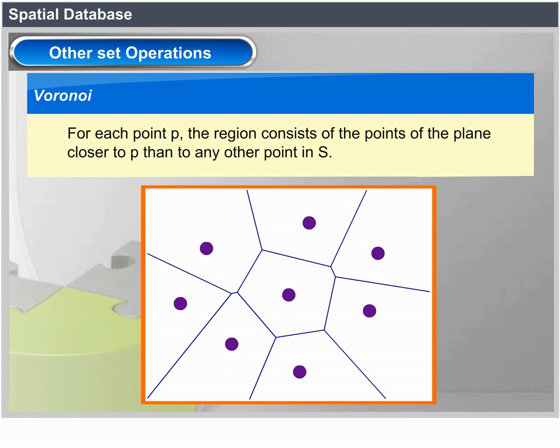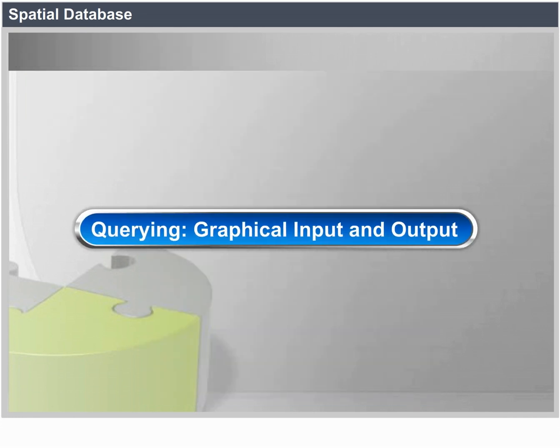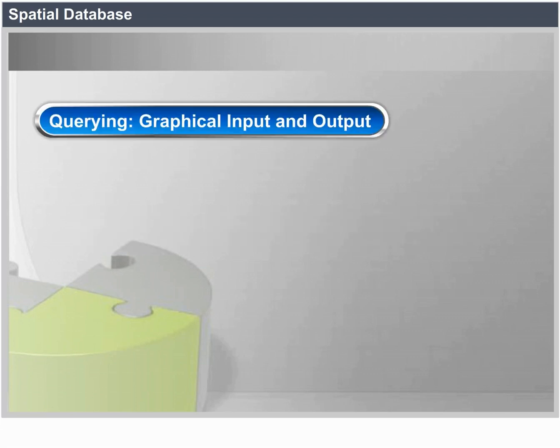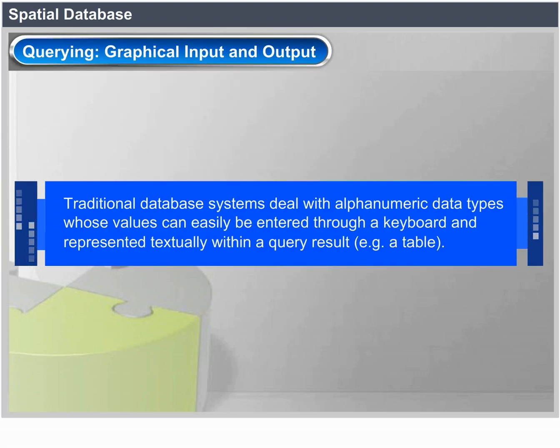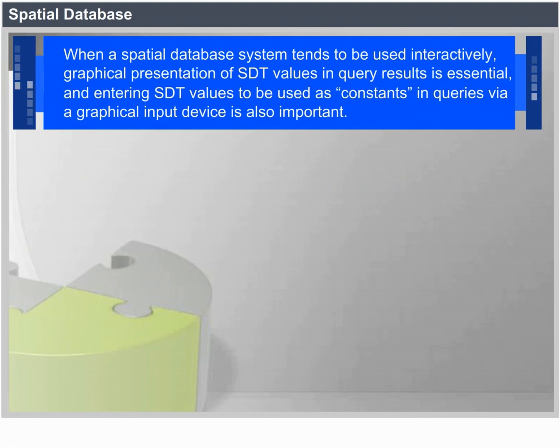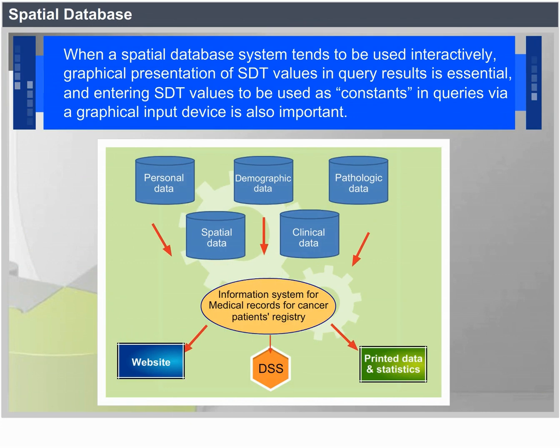Querying, graphical input and output. Traditional database systems deal with alphanumeric data types whose values can easily be entered through a keyboard and represented textually within a query result, for example, a table. For a spatial database system, at least when it is to be used interactively, graphical presentation of SDT values in query results is essential, and entering SDT values to be used as constants in queries via a graphical input device is also important.